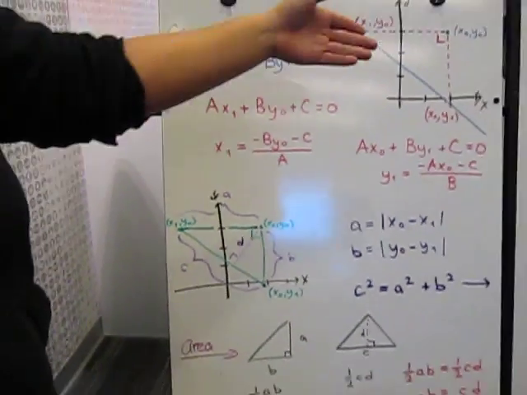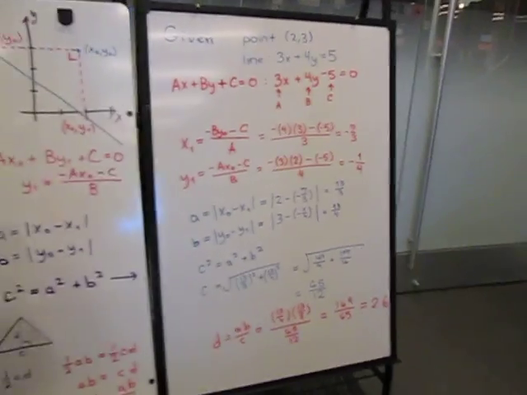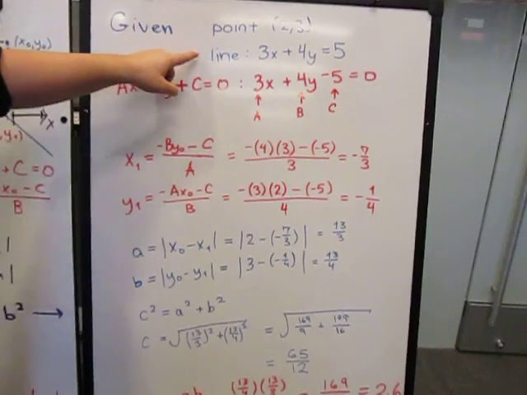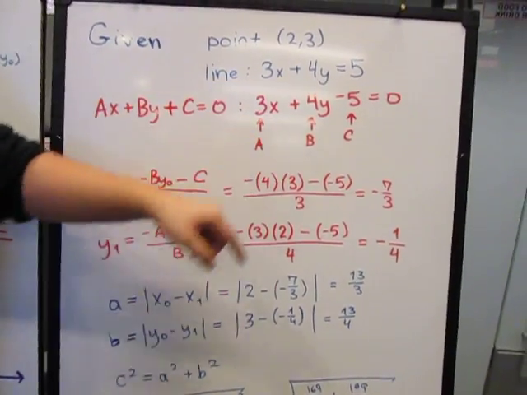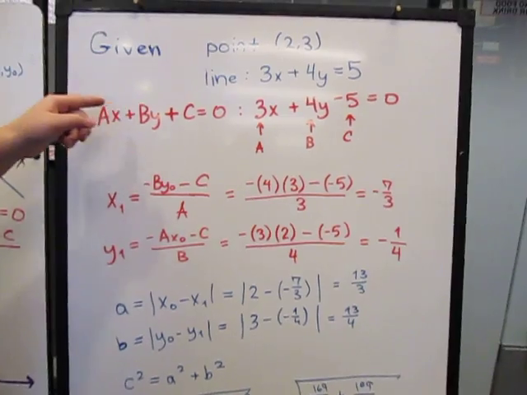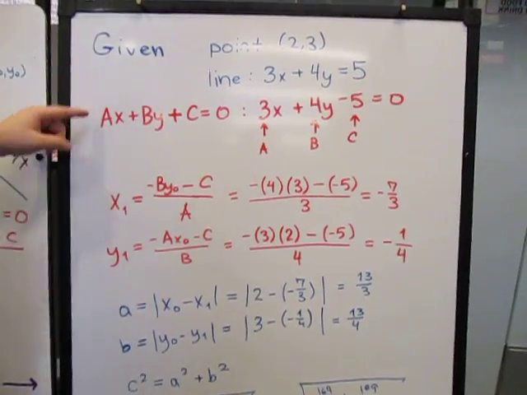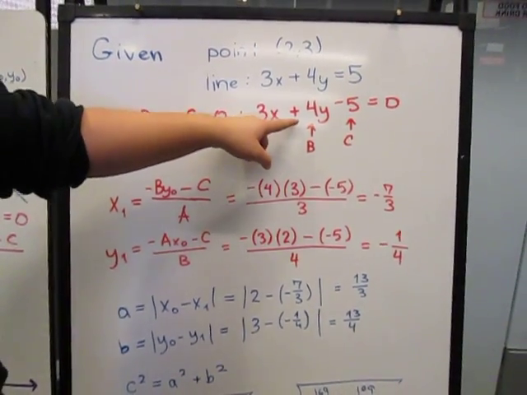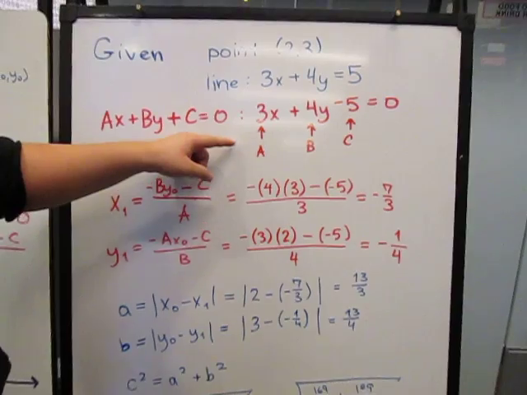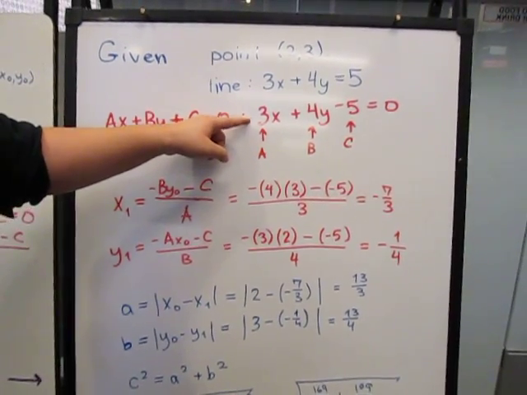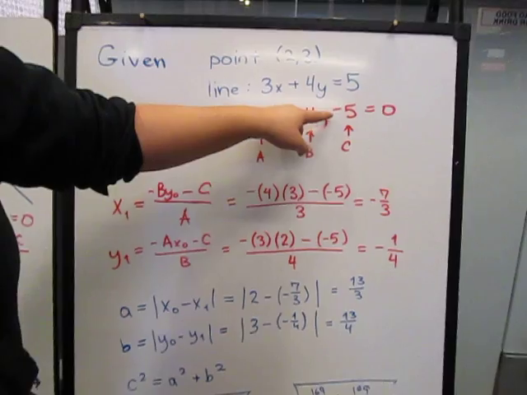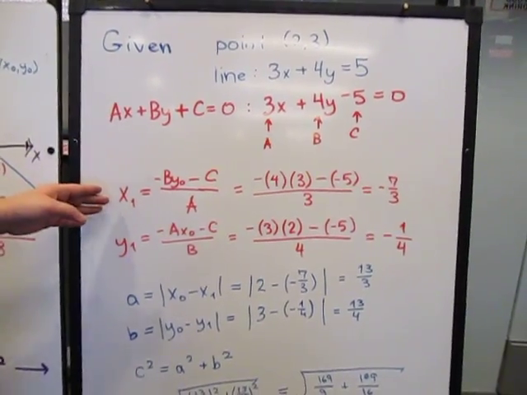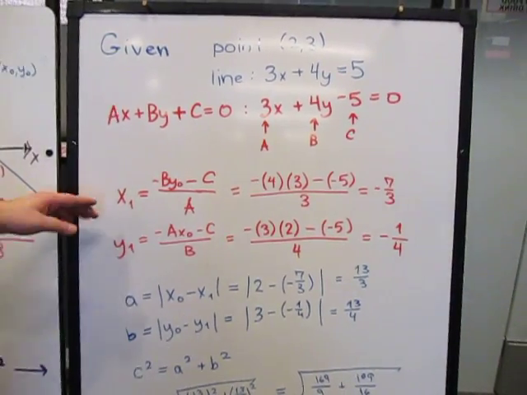Now, the problem that we were given was that we have a point 2, 3, and our line 3x plus 4y equals 5. First thing we're going to do is convert this line into our standard equation, so that it becomes 3x plus 4y minus 5 equals 0. From this we can see that 3 is A, 4 is B, and -5 is C. Now we plug it into the equations that we found earlier.